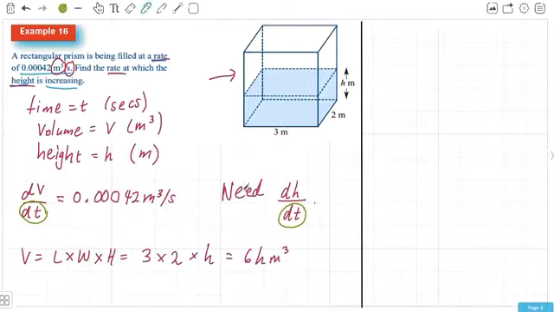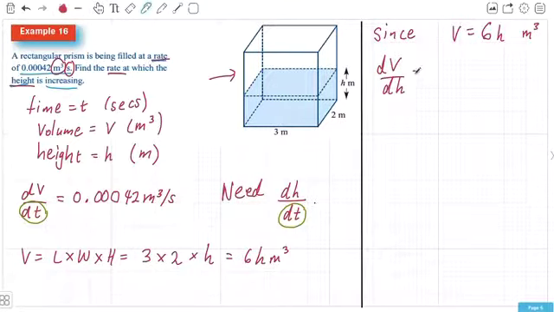I also need a dH, and I can see here I have a relationship between V, I'll just write it out again, and h, 6h. You don't have to put the units if you don't want, I just put them there to keep track of them. So I can see there's some link between V and h. Well, why don't I differentiate this with respect to h so I can introduce a dH? So what I'm going to do is differentiate both sides with respect to h, and differentiating the right side will just leave us with 6.